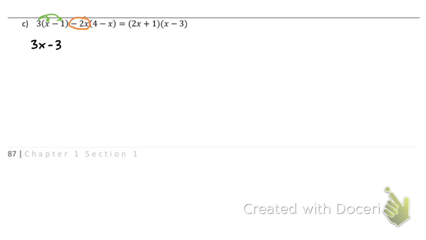So it's a negative 2x times 4, which would give me a negative 8x, but it is also a negative 2x times a negative x. Negative times a negative gives me a positive. X times x is x squared, so we have a positive 2x squared.